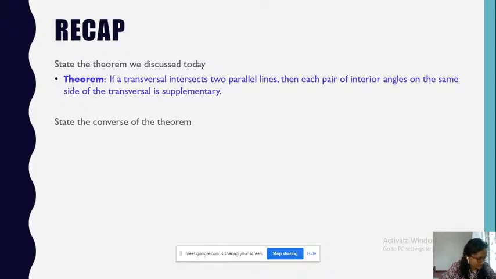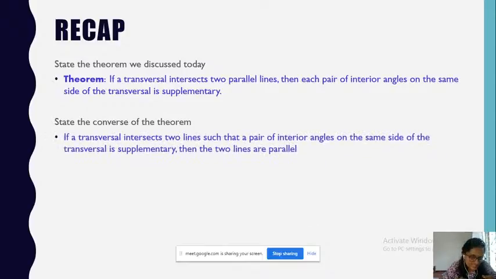The transversal intersects two lines such that a pair of interior angles on the same side of the transversal is supplementary. Then what happens? Then the two lines are parallel. Yeah, correct, Ramya. It's good. If a transversal intersects two lines such that a pair of interior angles on the same side of the transversal is supplementary, then the two lines are parallel.